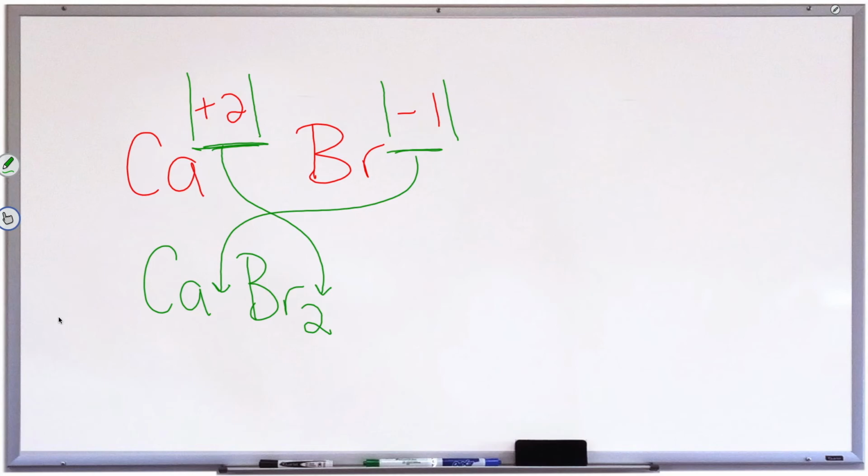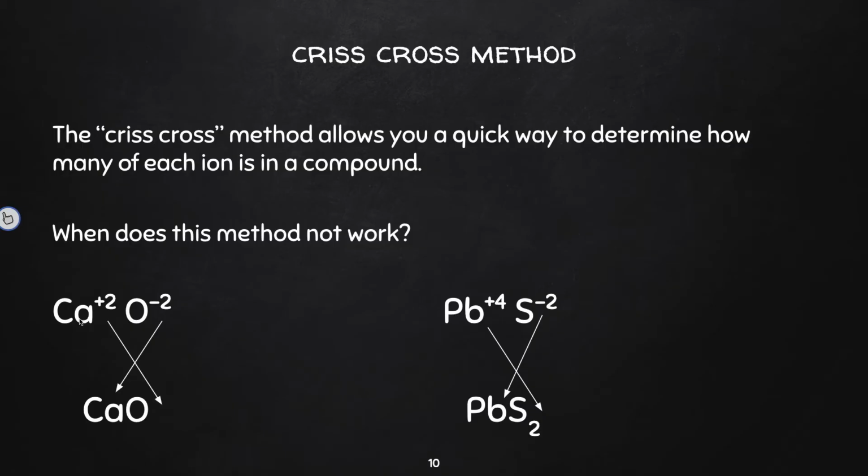Now, of course, this doesn't work every single time. There will be some times this doesn't work. Here are some examples. This method does not work when both of the charges are the same number but opposite sign. So in my example here, I have Ca +2 and oxygen -2. They're going to go ahead and cancel each other out. Calcium has 2 electrons to give, and oxygen has 2 spaces to take electrons. So they only need 1 of each.